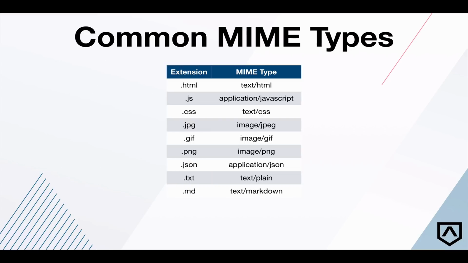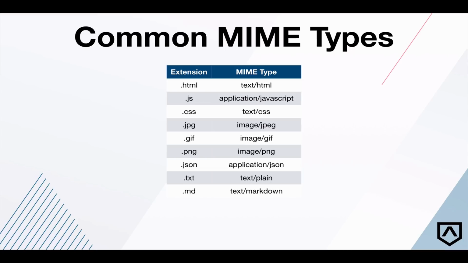These are just a few of the MIME types. Here are some common ones that a web developer would see frequently: HTML and JavaScript and CSS and a bunch of images and JSON data, type application/JSON, text data, markdown data, and so on. There are hundreds of MIME types defined. Some of them are official, some of them are unofficial, but you can always find a MIME type for just about any kind of data out there if you Google for it.